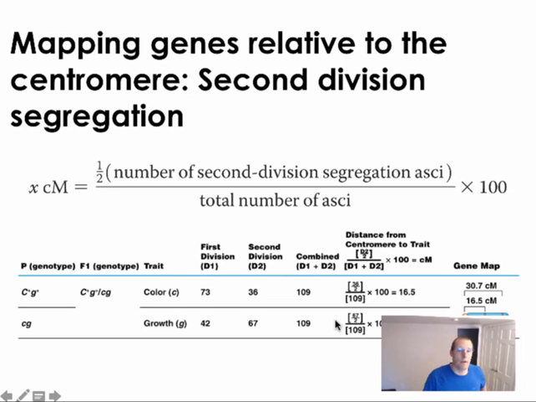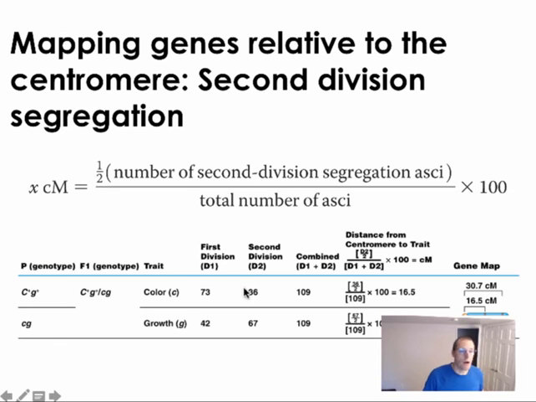Okay, so let's look at an example. Let's look at this parental genotype here. It's big C, C plus, G plus, and then the recessives down here, C and G. And the trait here is color. This is probably the pale and the brown spores.